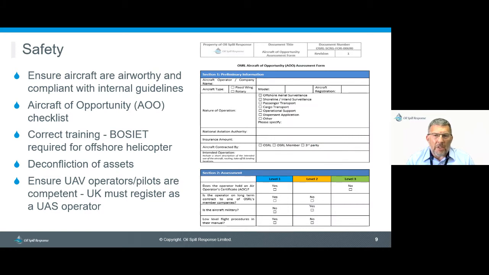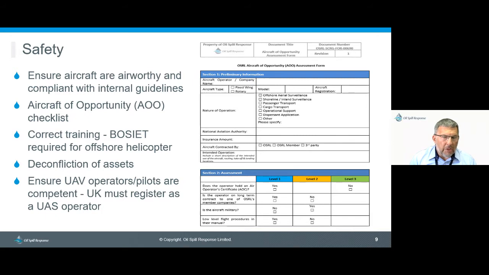And basically it's a risk assessment really. We look at a number of different areas: nature of operation, the aviation authority, the certification of the operator, etc. And we assess the risk, working with the client or the member in country, and then we decide whether we want to go ahead and use that aircraft. So there's definitely something to think about.